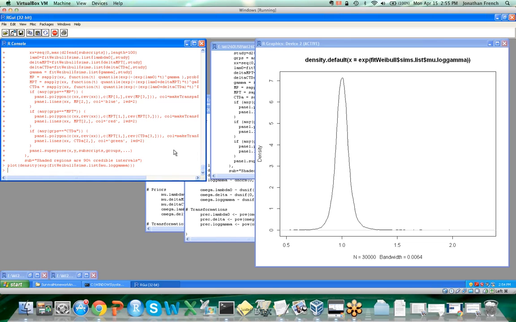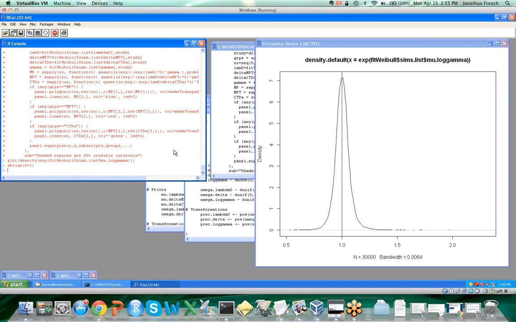It looks like this, and if we throw a line on there at 1, you see that we're quite confident that gamma is lying somewhere between 0.8 and 1.2. And you could obviously do some more quantitative summary using functions in R.